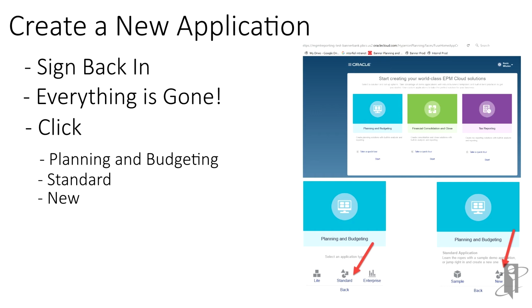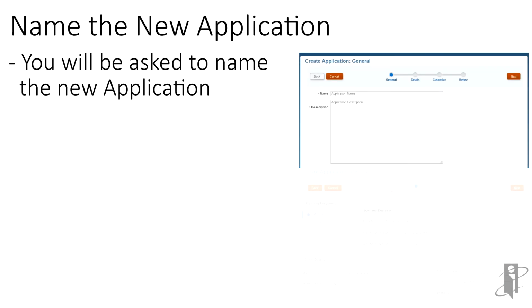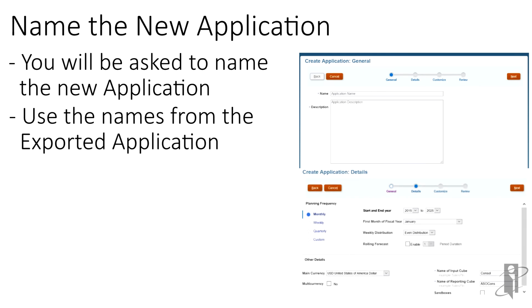You also have the opportunity to make a sample application, which creates an application called Vision and demonstrates planning and budgeting features with task list forms, etc. Now you'll be asked to name the new application. I use the name from my old one that I'm going to be migrating from the source data, just to keep things consistent.